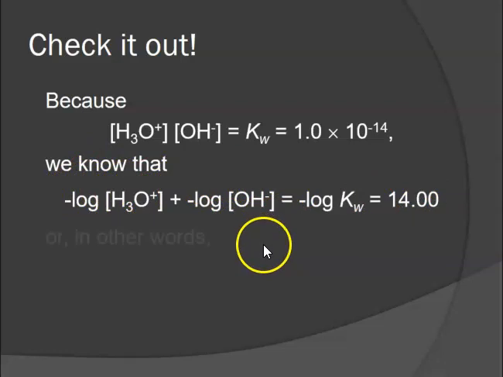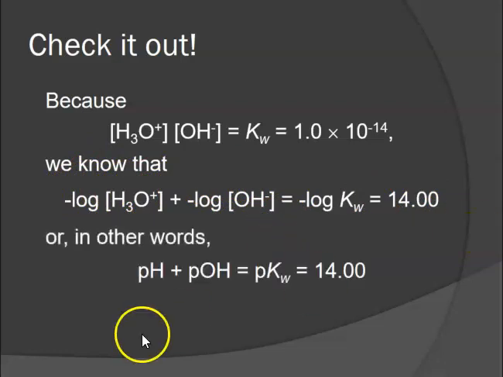This is pOH. So in other words, pH plus pOH equals 14. This is a really handy, easy equation, right? If you know the pH and you want the pOH, just subtract it from 14. If you know the pOH and you want the pH, you subtract it from 14. Whichever one you have, you subtract it from 14 to get the other one. That's what I'm trying to say.